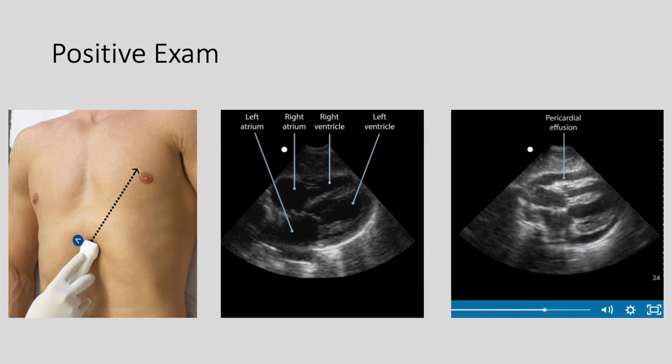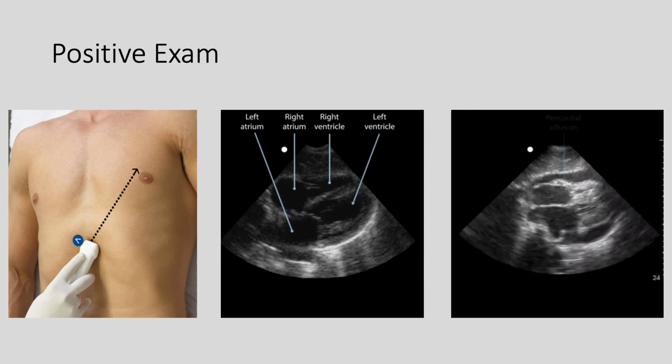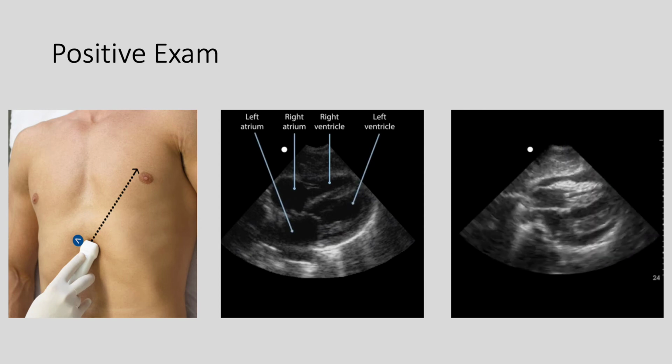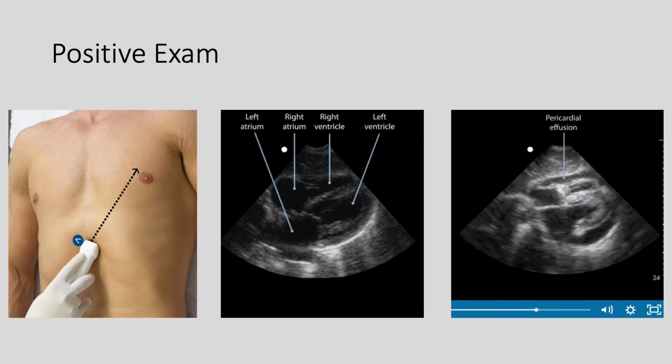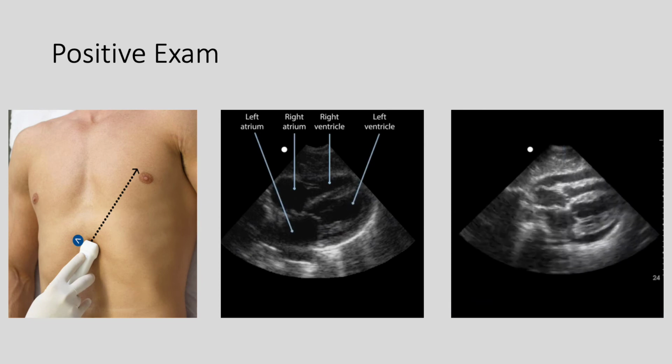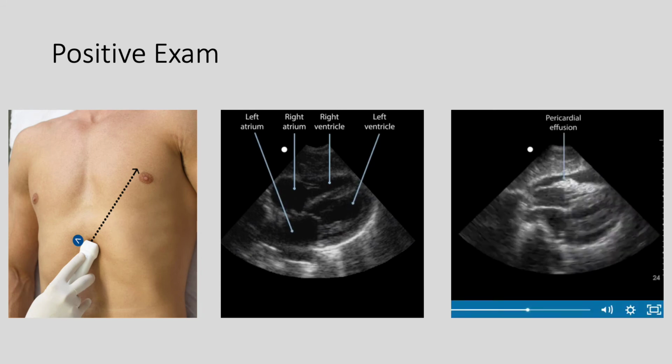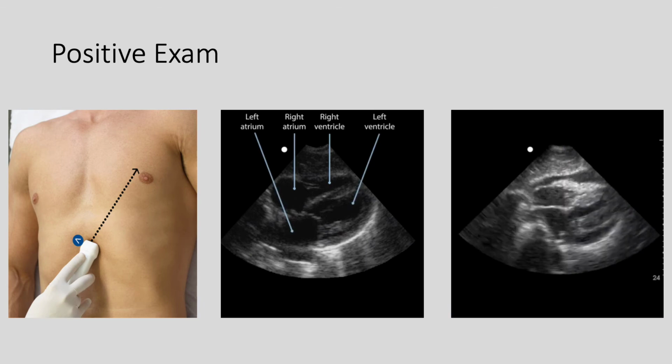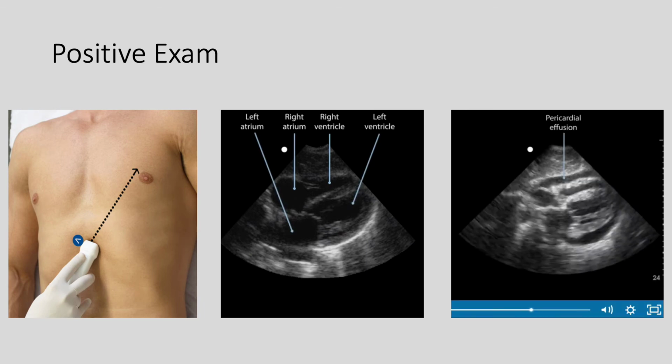The subxiphoid view of the heart is obtained with the patient in a supine position with the knees slightly bent. The transducer should be placed just below the xiphoid process at a 15 to 30 degree angle to the skin. The ultrasound beam is pointed towards the patient's anatomic left shoulder. The transducer indicator is pointed to the patient's anatomic right flank.